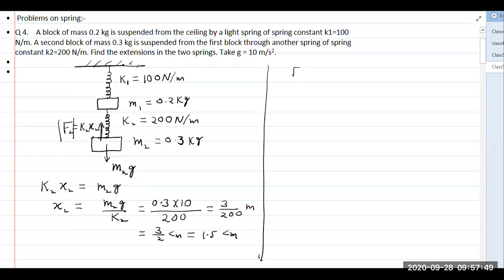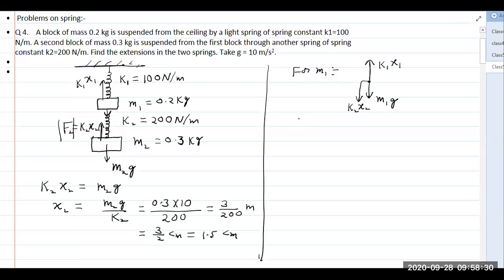For the upper one, for M1, what are the different forces? One force is its weight, the downward force M1G. Then the upper spring will exert a force K1x1 in the upward direction. And the lower spring will also pull it, because the spring is stretched, and this stretched spring will try to pull M1 in the downward direction. So K2x2 from the lower spring will act, along with M1G, and then K1x1.